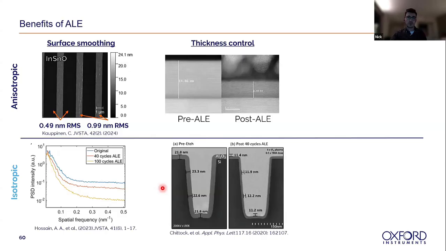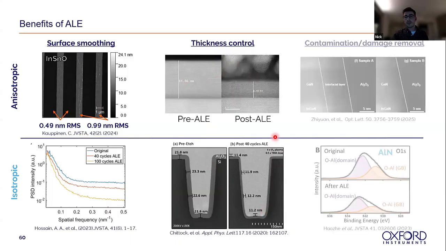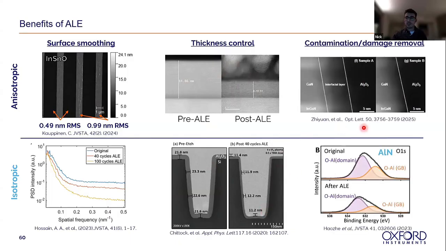The thickness control, so getting that nanometer scale control, we talked about it a bit earlier as well, being able to accurately tune the film thickness that you achieve, both anisotropically and isotropically. Similarly, it's very good for contamination and damage removal. I showed this sidewall of an InGaN LED earlier, but by using an ALE process, they were able to remove that sidewall damage. Similarly, for isotropic ALE, you can remove some of this. They were looking at aluminum nitride, and they saw that the oxygen content of the film was reduced post ALE. So it shows it can help remove oxides.